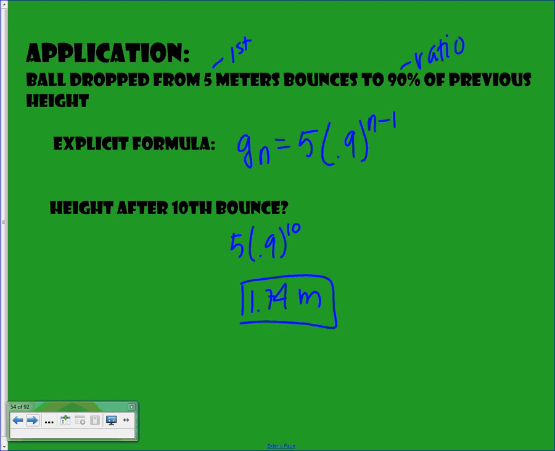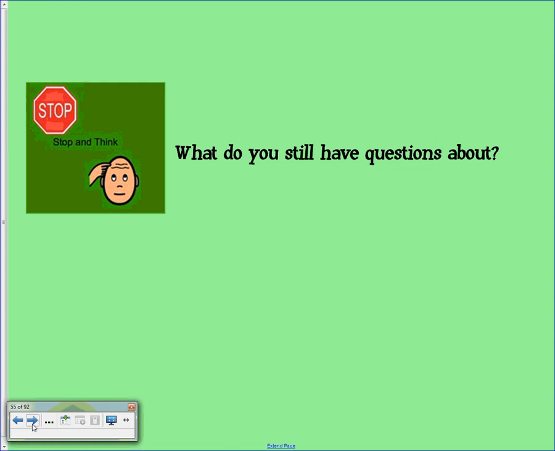Okay, so that's geometric sequences. Hopefully it made sense to you because we've seen things like this before. If it didn't, though, write down some questions that you still have, and we'll talk about them in class tomorrow.